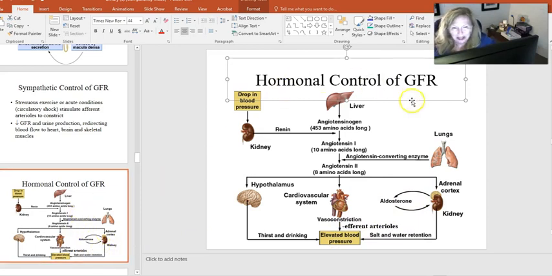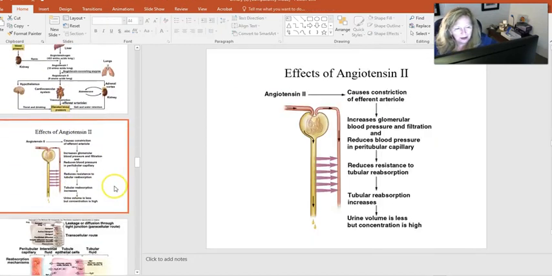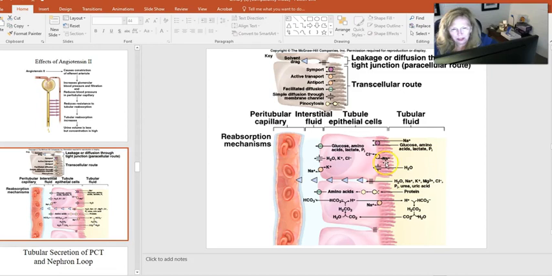So that's just kind of a classic negative feedback where there was a drop in blood pressure, because our blood pressure goes up and down all day. So when it drops, this is the classic feedback that actually happens. So these slides are all pertaining to this.